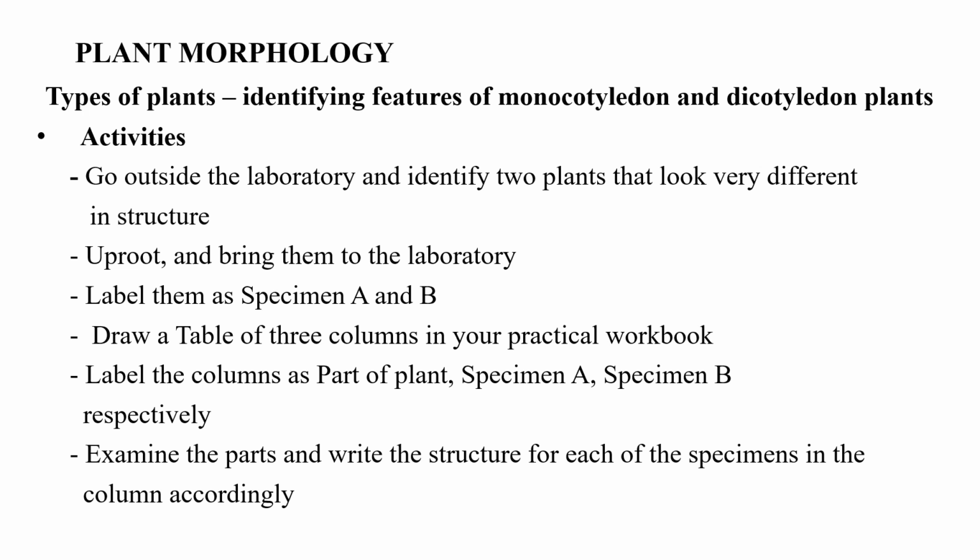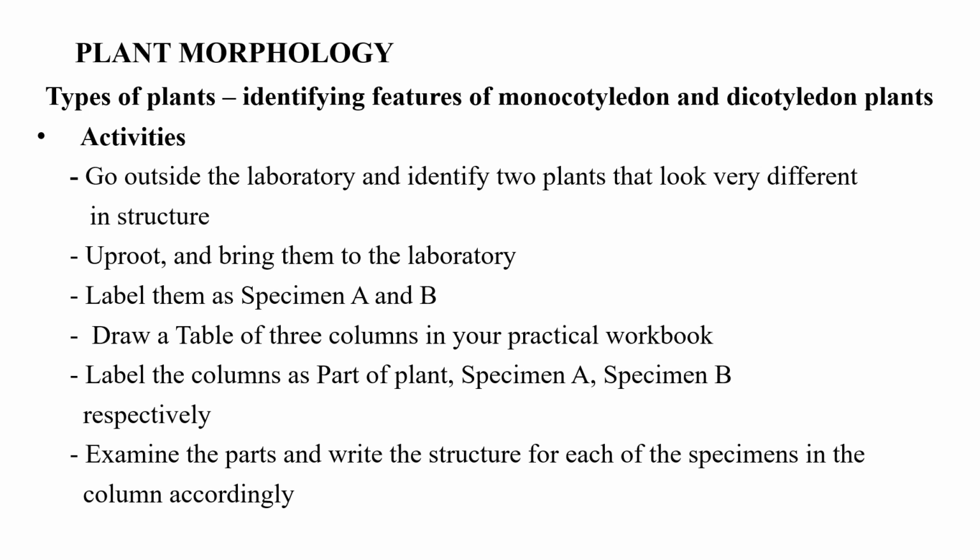Then you are going to draw a table of 3 columns like I have here. 3 columns. In the first column, you will put parts of plants. The second column will be specimen A, while the third column will be specimen B. Then you begin to examine the parts and write the structure. You will describe the structure of each of the specimens in the column accordingly.